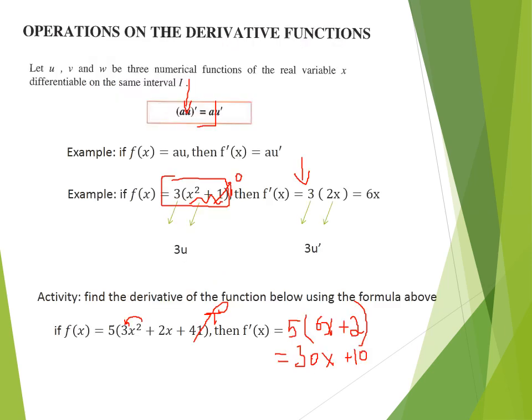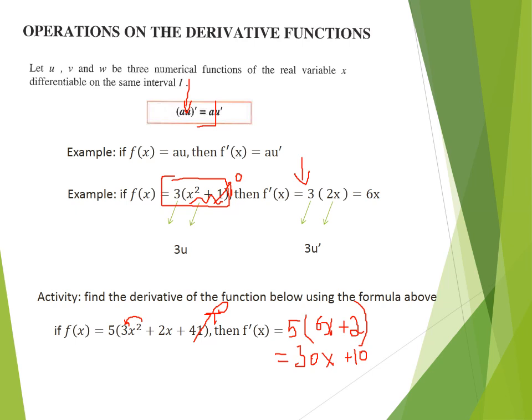Now, if we have a times u prime, we need its derivative. You know that a is a constant, so bring it down alone, okay? And we do the derivative of u. For example, if we have 3 times x squared plus 1, 3 remains as it is. Now what's the derivative of x squared plus 1? The derivative of x squared is 2x, and the derivative of 1 is 0 because it's constant. So we have 3 times 2x, which becomes 6x.